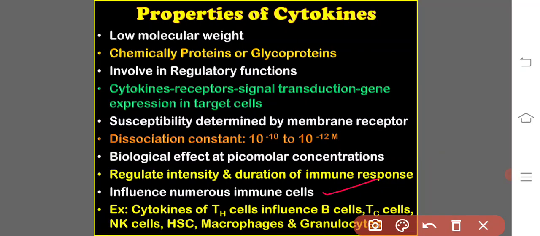Let us see the best example for this: the cytokines of the T helper cells. Cytokines produced by activated T helper cells can influence the activity of B cells, that is B lymphocytes, TC cells, cytotoxic T lymphocytes, NK cells, natural killer cells, HSC, hemopoietic stem cells, macrophages, and even granulocytes. So cytokines of activated T lymphocytes, TH cells, influence all these cells which are usually involved in the immune responses.